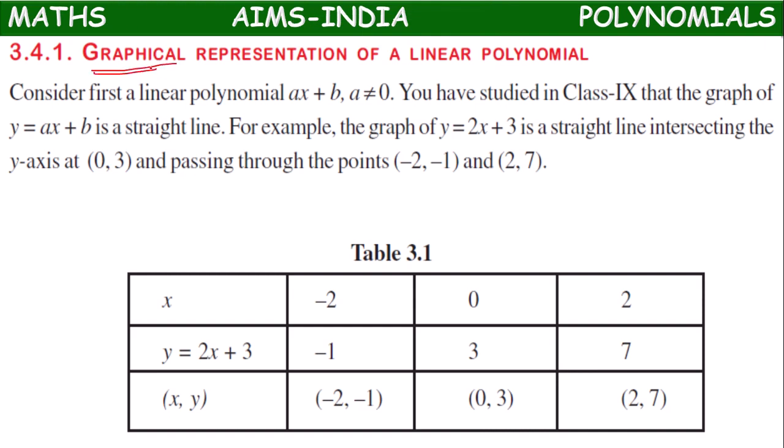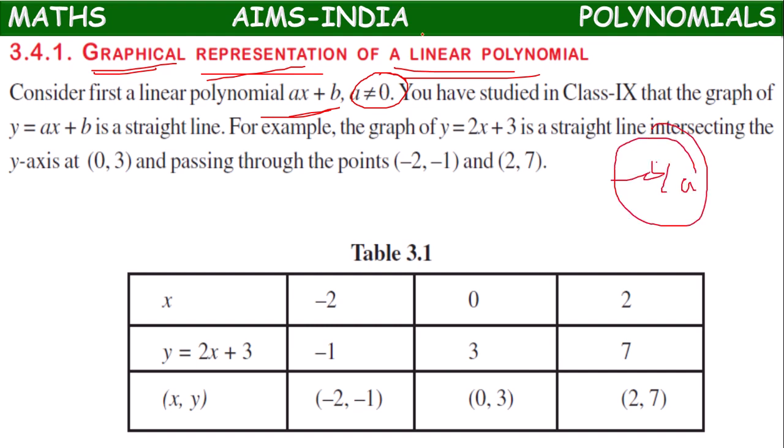First one, graphical representation of a linear polynomial. If we have ax plus b, where a is not equal to 0, then the zero will be minus b by a, but we have to locate this on the graph. In 9th class we learned that the graph of ax plus b is a straight line.